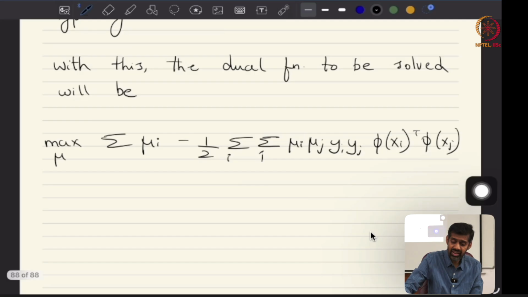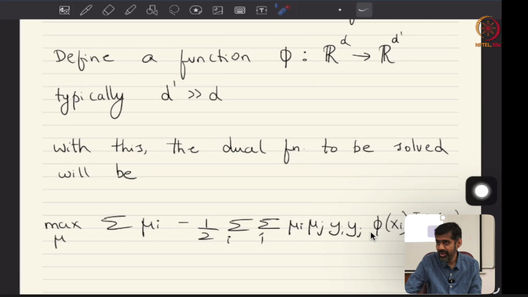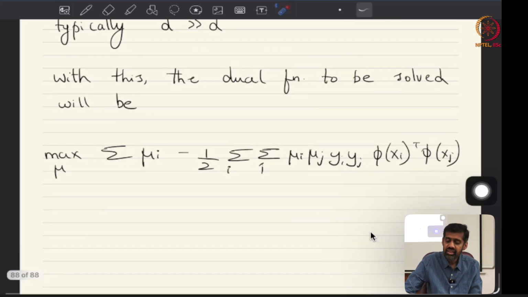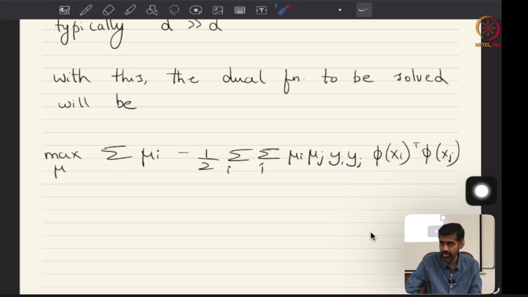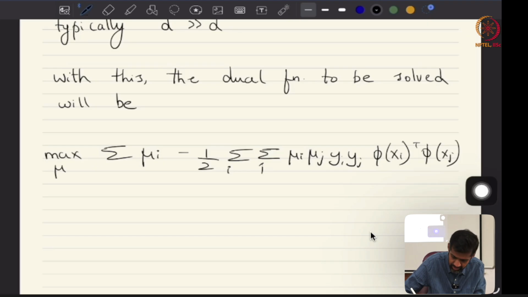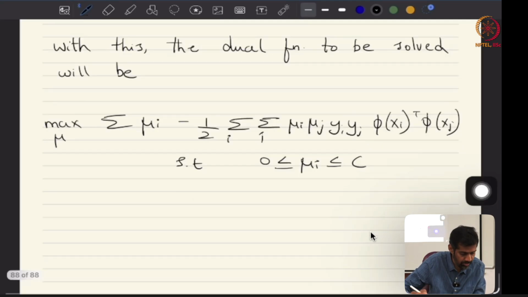So far so good. So now we still have to answer this question, right? How do we choose this phi in practice? Remember I told you that this phi is a user defined choice, you choose it. We'll get to that in a while, but what is to be noted is that the problem that we will be solving will now have phi of xi transpose phi of xj instead of xi transpose xj, because we have transformed the data into some other space. Of course, there is the constraint that mu has to be between 0 and c, because we are solving the slacked version of this problem.